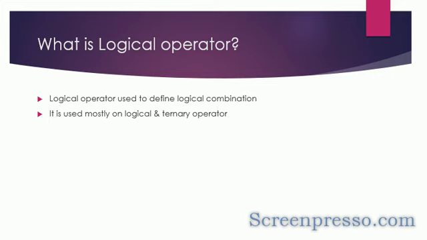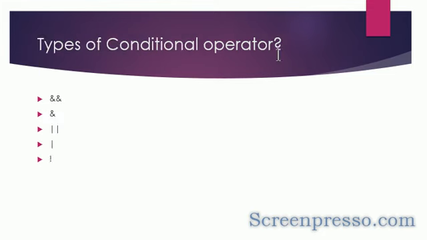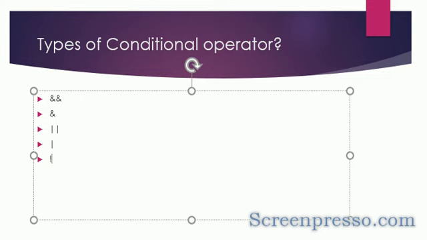Meaning, for example, you have one if condition, and you need to satisfy the combination of two values. For example, if maybe the age is greater than 50 and also less than 80, those kinds of combination you are able to achieve using this logical operator. Let me discuss in detail. Types of logical operator: double and, double or, single or, not.